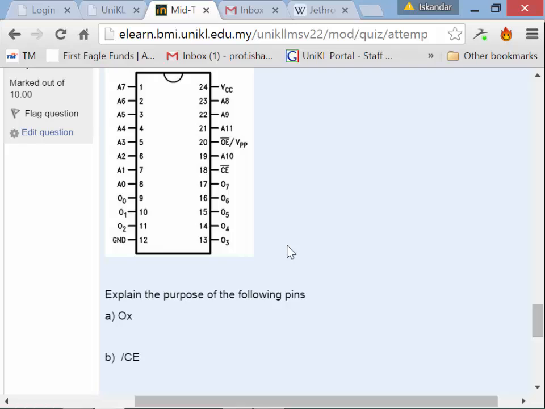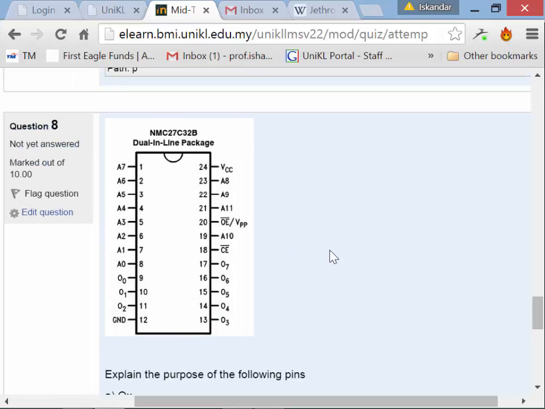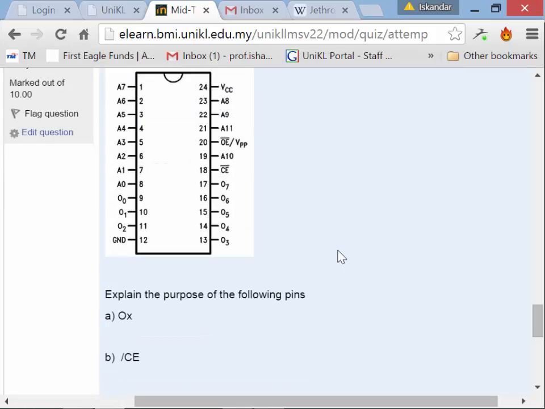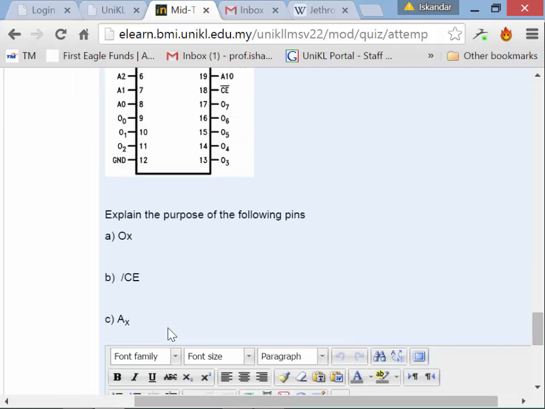And by the way, this one was worth 10 points. So this is an important question. So you need to recognize what is the purpose. These are the output lines of the memory device. They're connected to the data lines. The chip select is low when this chip is to be accessed, and this is the address within the chip right there.